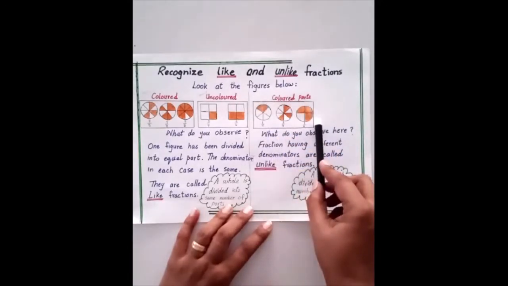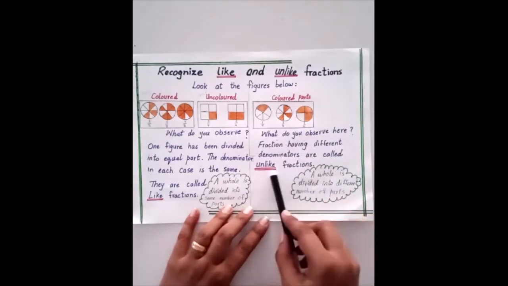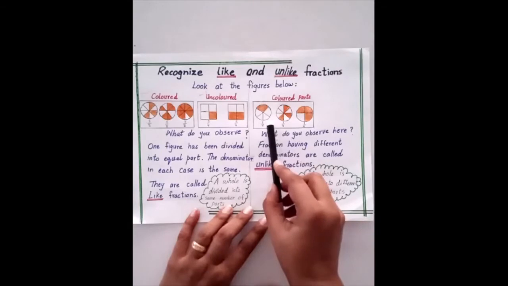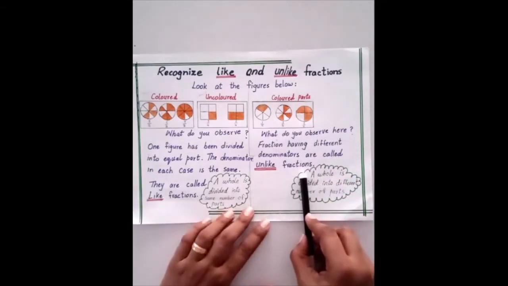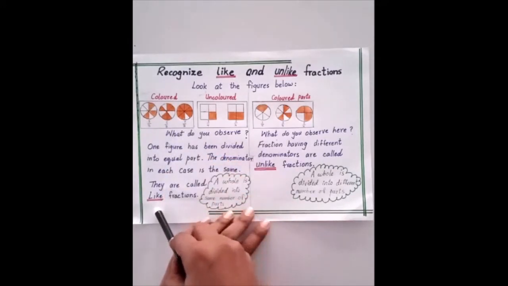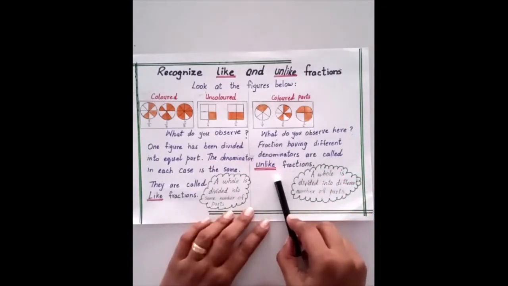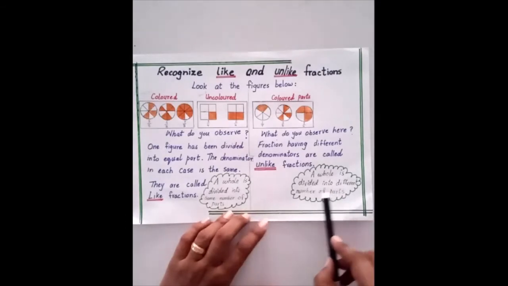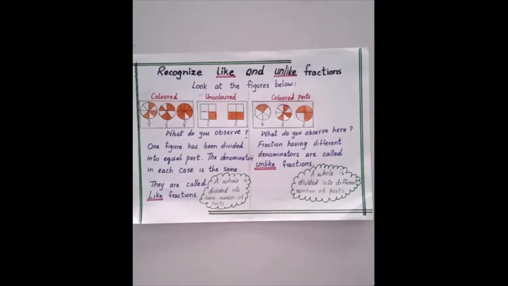What have you observed? Fractions having different denominators are called unlike fractions. Same denominators are called like fractions, and different denominators are called unlike fractions. A whole is divided into a different number of parts. I hope you understand like and unlike fractions. We will do examples of like and unlike fractions. You will understand it clearly there.